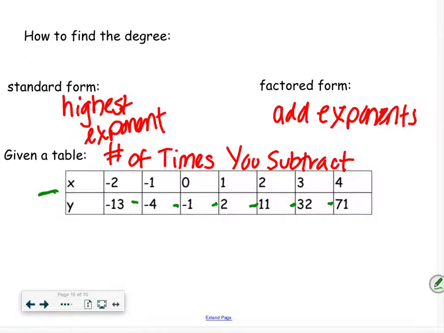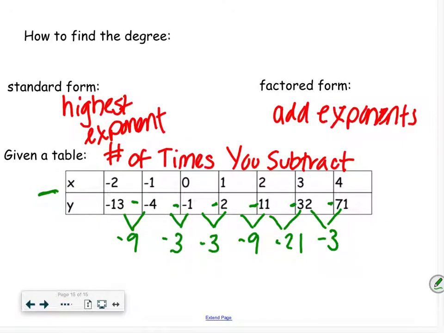Okay. Are you ready? What is negative 13 minus a negative 4? What is negative 4 minus a negative 1? Negative 3. What is negative 1 minus 2? Negative 3. 2 minus 11? Negative 9. 11 minus 32? Negative 21. And 32 minus 71? Negative 39. That was tough.